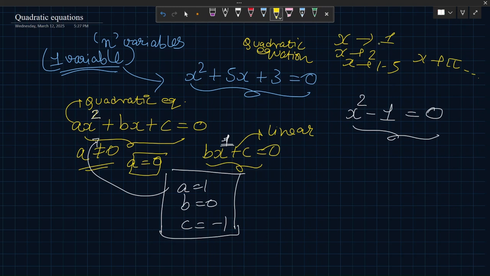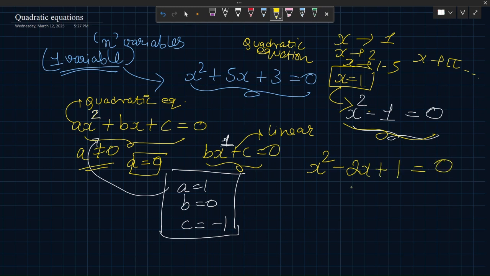But there will be only a few values of x that actually satisfy an equation. In this case, x equal to 1 is the only value of x that actually satisfies this equation. So x equal to 1 is the solution of this quadratic equation. Suppose we have x squared minus 2x plus 1 equals 0. This is a quadratic equation. I would like to find out what value of x makes this equation hold true.